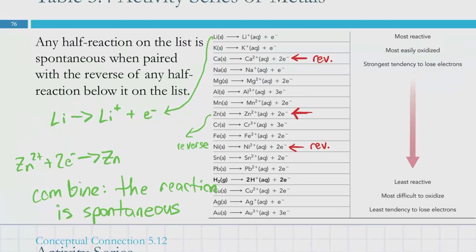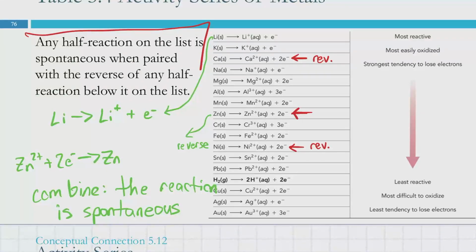So you would just look at, okay, what are my two things that I've got? Figure out which one's going in the forward direction, which one's going in the reverse direction, and how are they related to each other. If the forward one is on top on the activity series and the reverse one's below it, that will be spontaneous. If it's the reverse that's above and the forward one that's below, it will not be spontaneous.